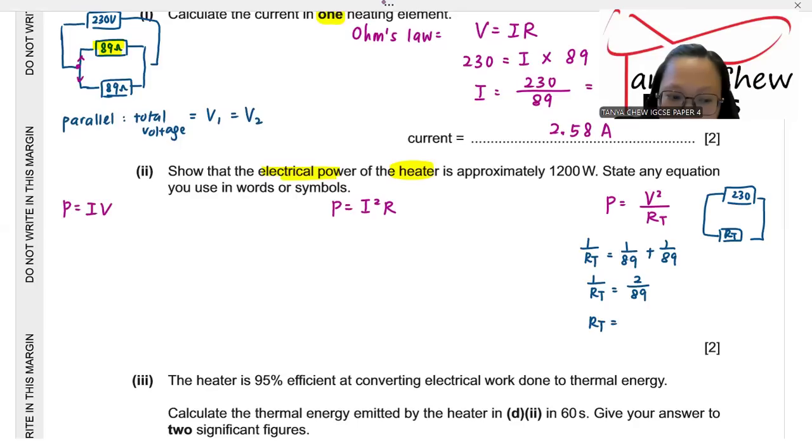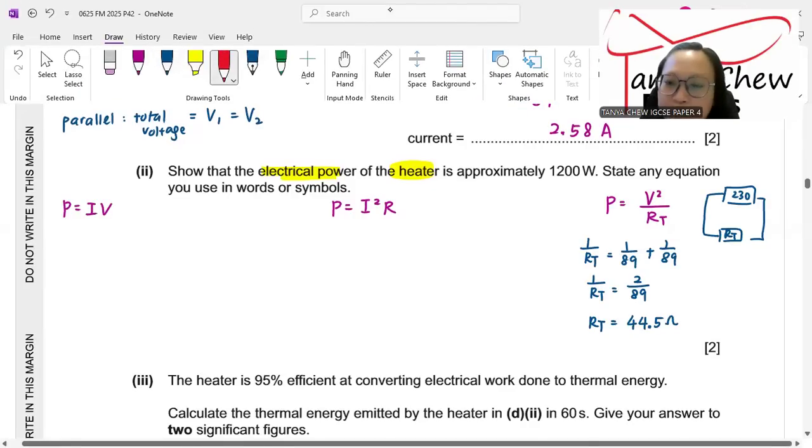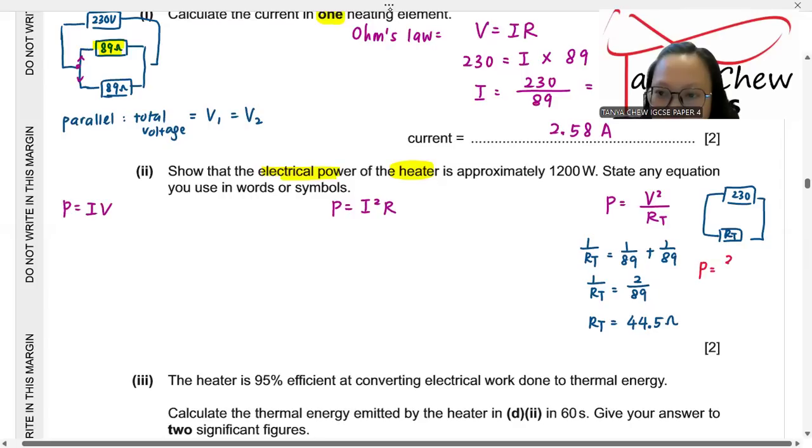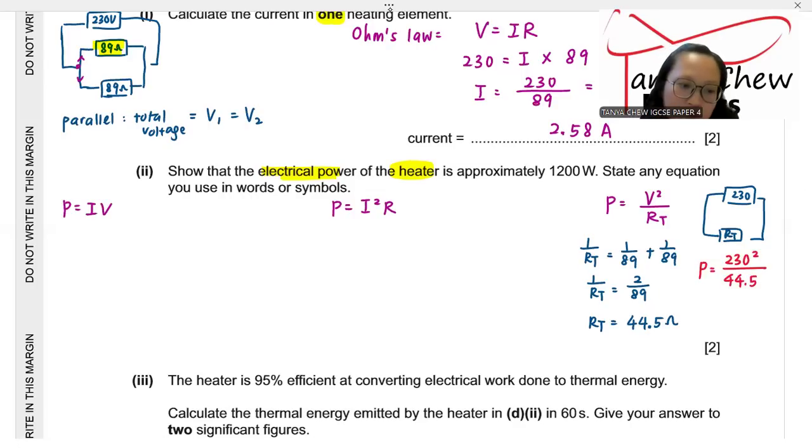R total is equal to, don't put your answer in fraction, because in physics, we want to see how many significant figures you denote for your final answer. Remember that. So I'll put it in three significant figures, 44.5 ohm. Now since I have the total resistance, I can use P equals V squared over R. P is equal to 230 squared divided by 44.5. So you end up getting 1189 watt. You can round it off to 1,200 watt.